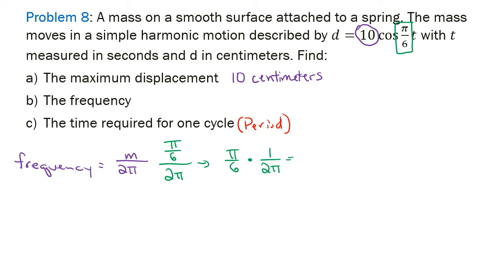And then we can go ahead and multiply across. Pi times 1 is pi. 6 times 2 pi is 12 pi. And then the pi's can cancel out. Now the 12 was in the denominator, and since the pi's canceled out, that leaves a 1 in the numerator. So our frequency is 1/12th cycle per second.